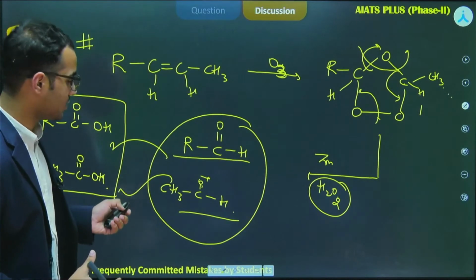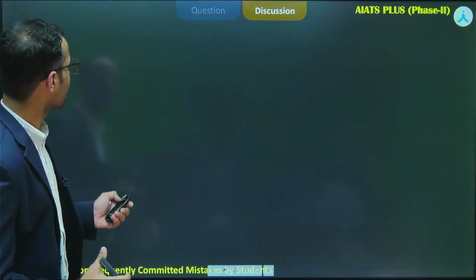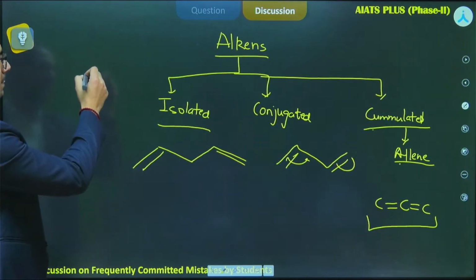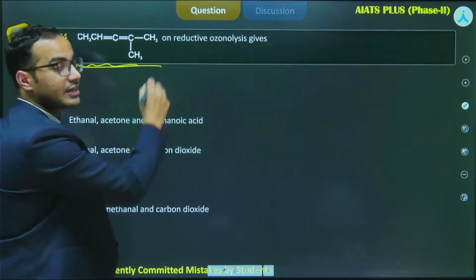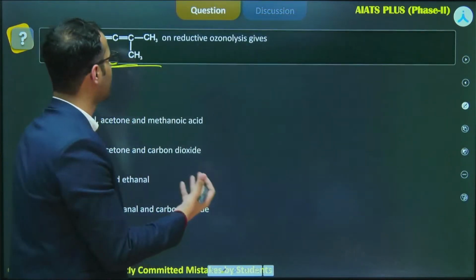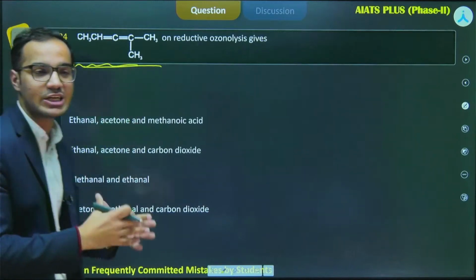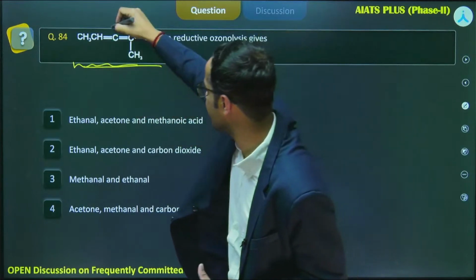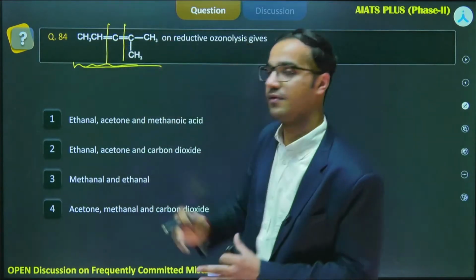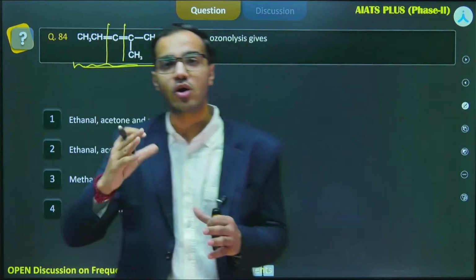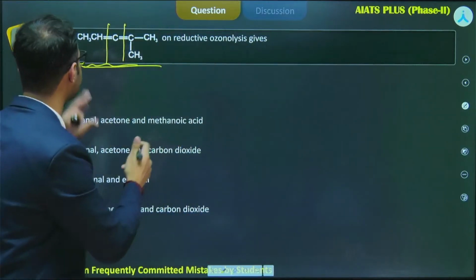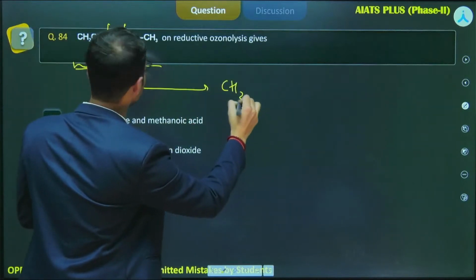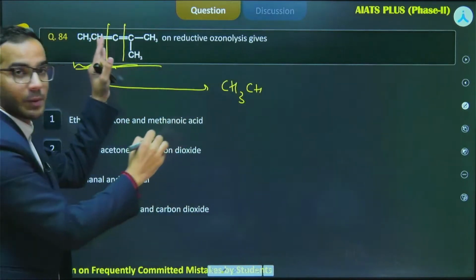So let us discuss the cumulated ozonolysis. What will it be? You just need to go to the portion where there is a presence of double bonds, and just cleave that part. Just cleave it and give the oxygen to both the positions. Let us say you're having this. Just give the CH3, CH, and you're breaking the double bonds.